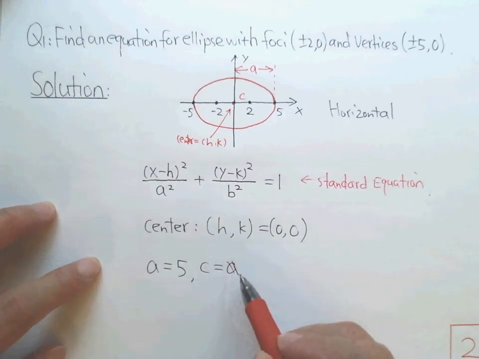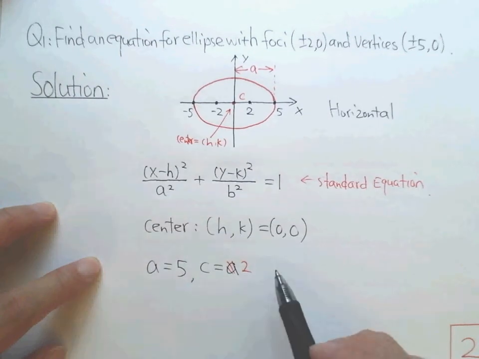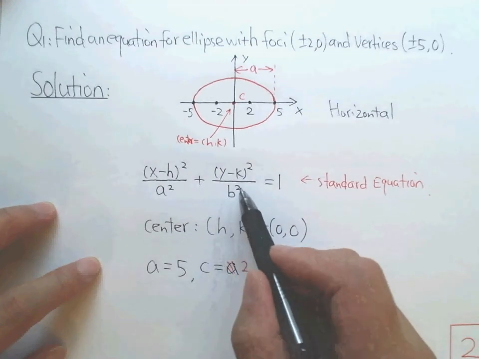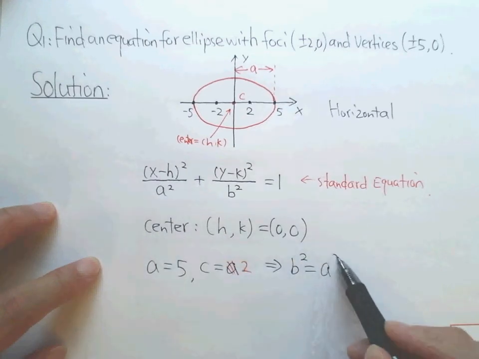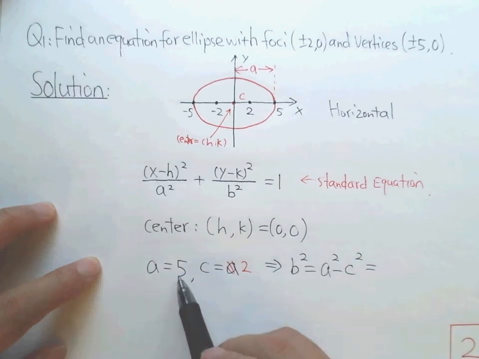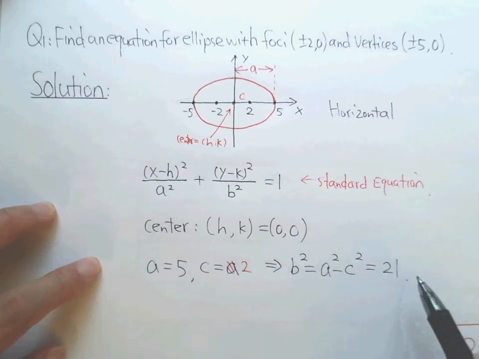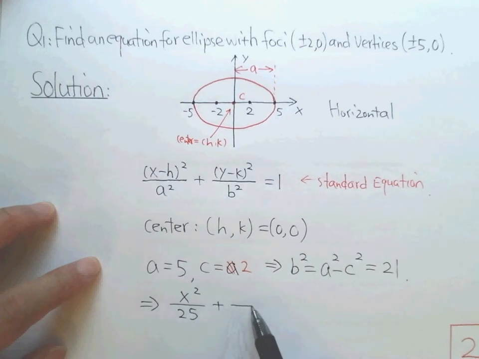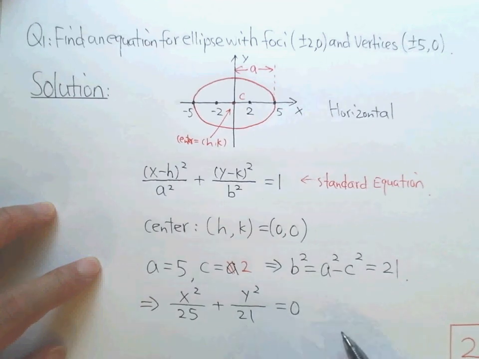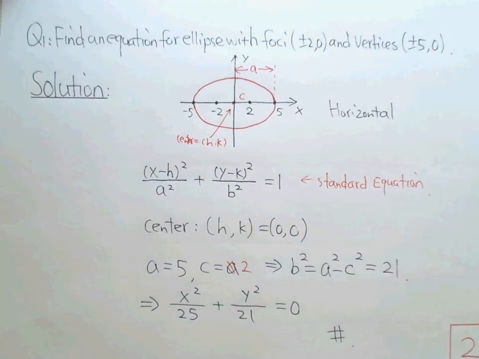We found c is 2. Using the relationship between a, b, c, we can find b. We don't need b itself, only b squared. b squared, the Pythagorean relationship with the longest one, a, is a squared minus c squared. a squared is 25, c squared is 4, so we get 21. Now we have a and b, so we plug into the standard equation. Our final answer is x squared over a squared, 25, plus y minus 0, y squared over b squared, 21, equals 1. That's all. Thank you.